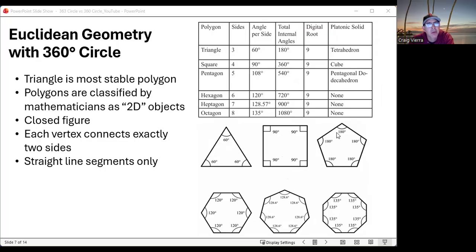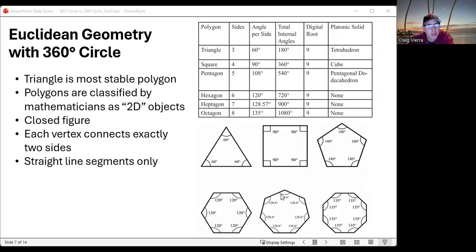The internal angles here for the pentagon, it says 180 degrees, but these should actually be 108 degrees. So this turns out to be a total of 540 degrees, also digital root 9. This is a hexagon. Internal angles are 120 degrees times 6, so this is 720 degrees.